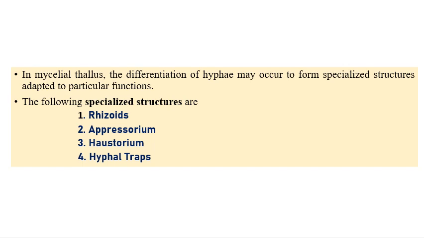So when it comes to the thallus, that is the hyphae, this hyphae is actually modified into various special structures in order to get the functional requirements done. For example, we have different organs to get different functions done. So hyphae are modified or specialized into different structures. This is the list of specialized structures: rhizoids, Appressorium, Haustoria and hyphal traps. Now we will see in detail one by one.